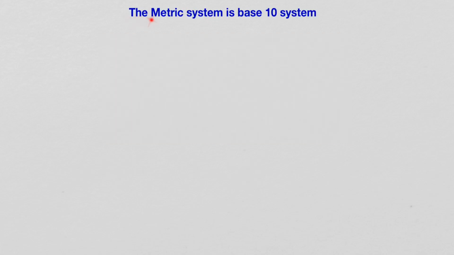The metric system is a base 10 system. What does that mean? It means that all denominations of a measurement unit can be derived from the basic unit by simply multiplying with some power of 10.